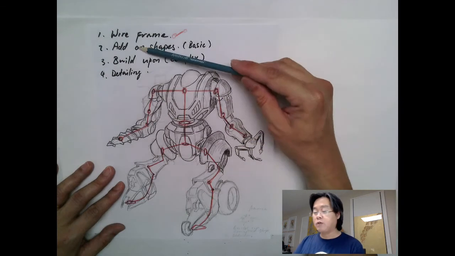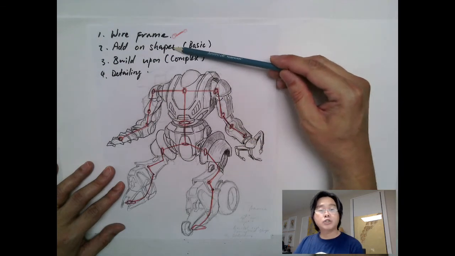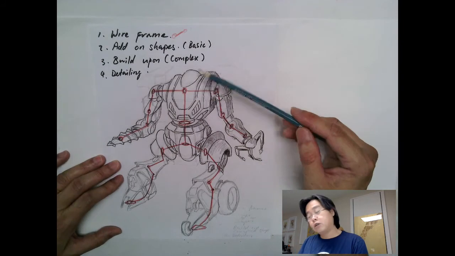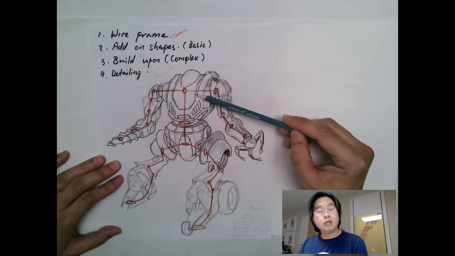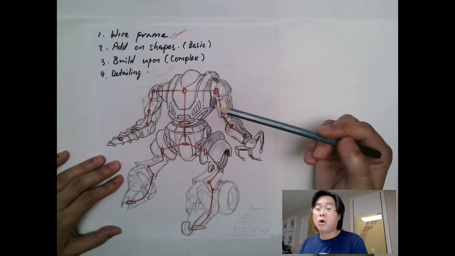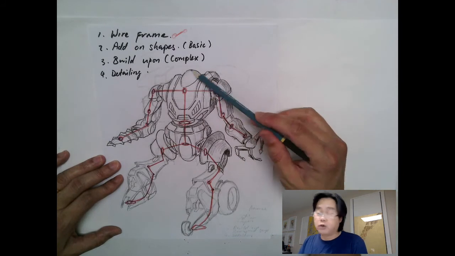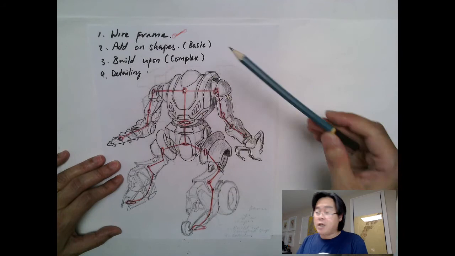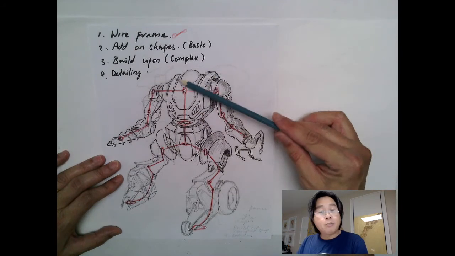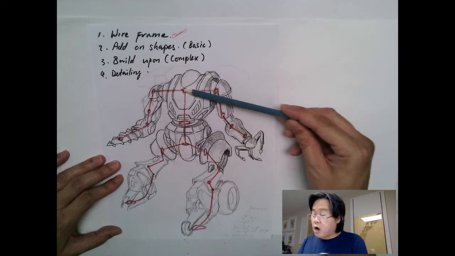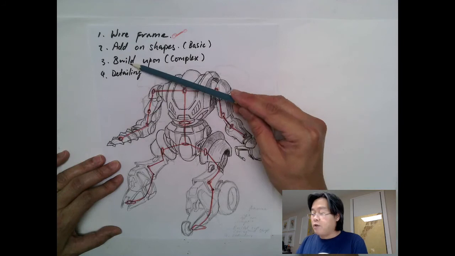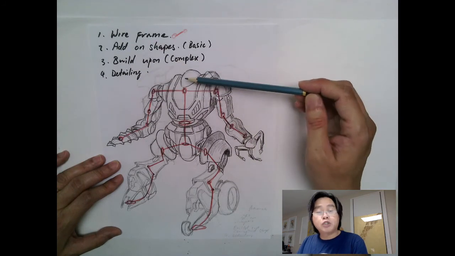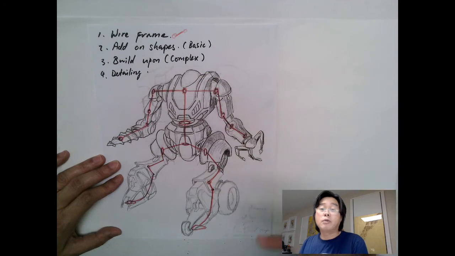And then the second thing you do is to add on basic shapes. So it's mechanical, and a lot of the shapes tend to be blocky, but I tend to go for a more organic look with a lot of curves. So you decide how you like your robot to be, and then you start by boxing it and putting on the basic shapes. And then the third step would be to build upon these basic shapes and to make it a little bit more complex.